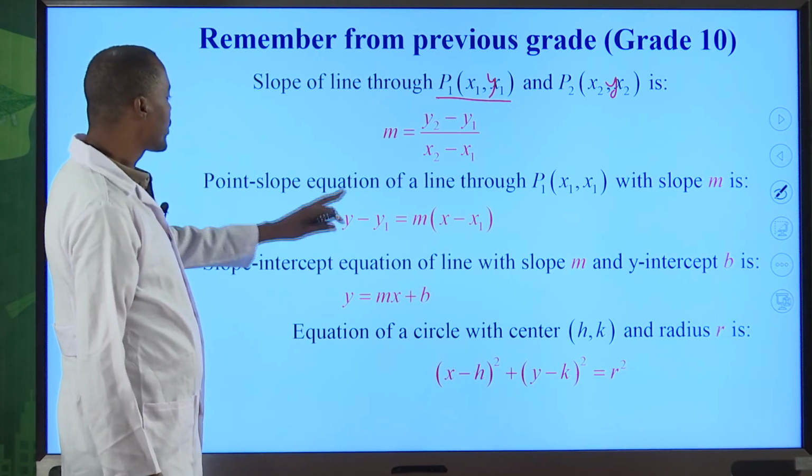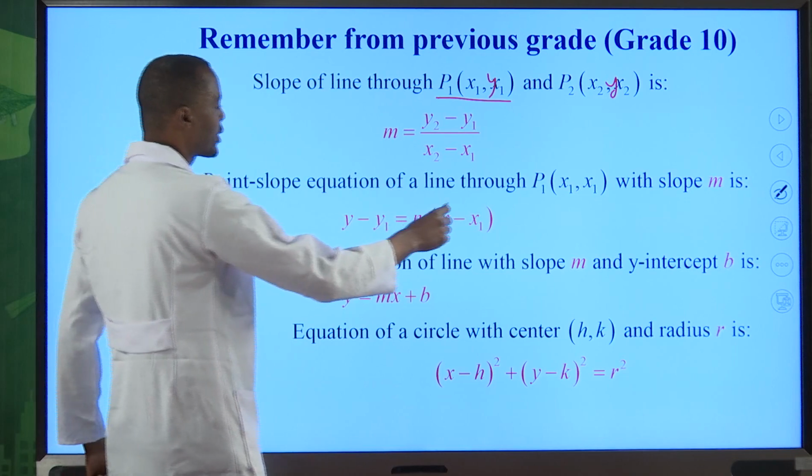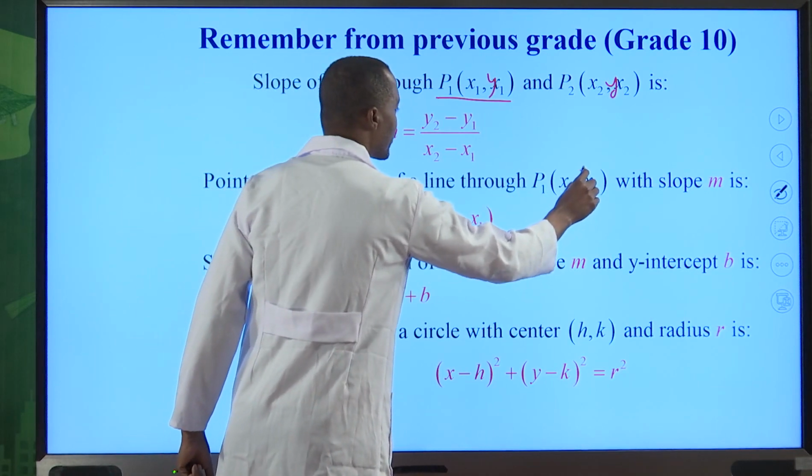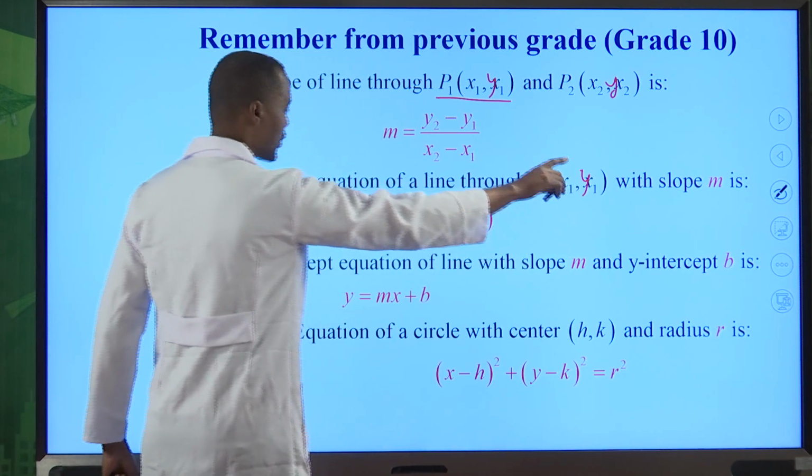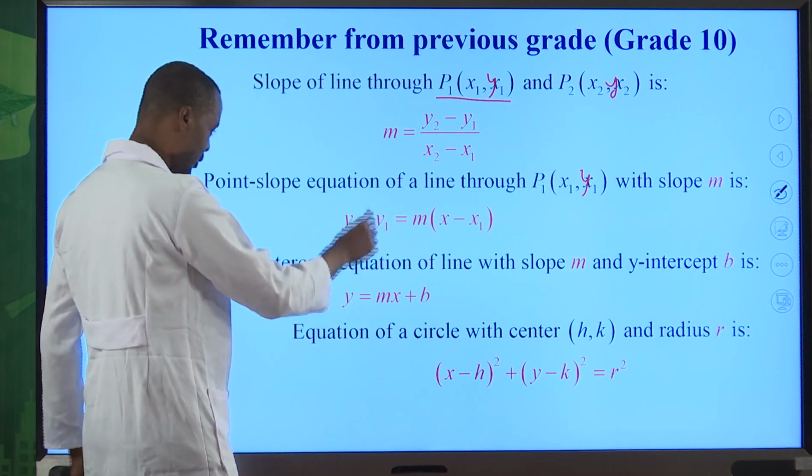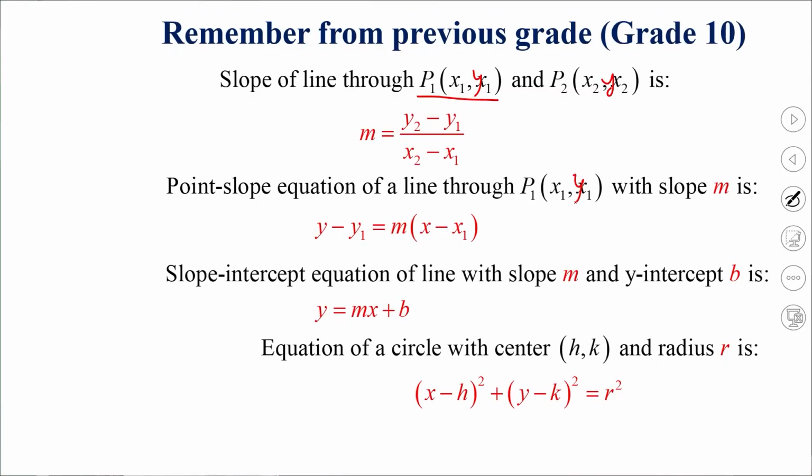The point-slope equation of a line that passes through any point P1, x1, y1, and with the slope m is given by y minus y1 is equal to m into x minus x1. This is a well-known slope formula.